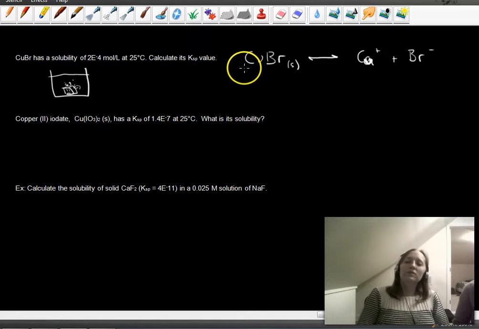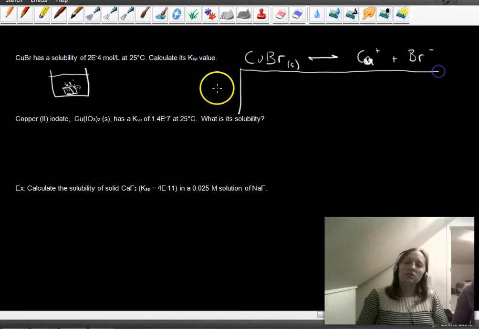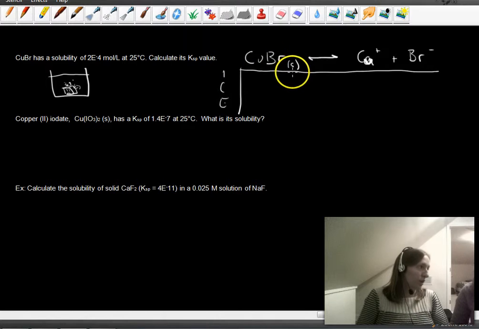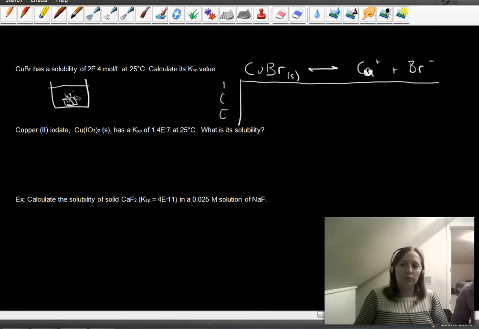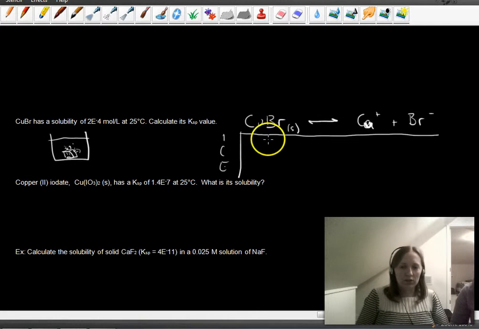All right. So you've got this situation here, and you can make an ICE chart for it. And this is a solid, and so it doesn't end up showing up in your equilibrium expression. They don't really tell you how much there is. It doesn't matter how much there is. You can put in a big cube, you can put in a small cube, you can put in a whole lot, you can put in a little.